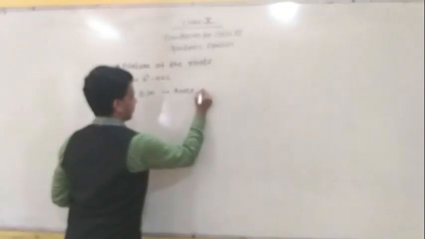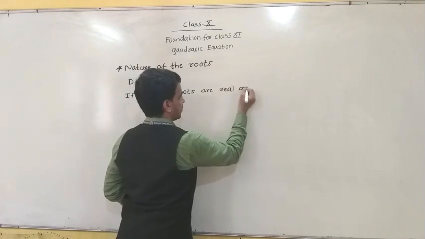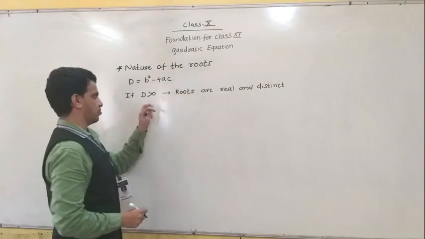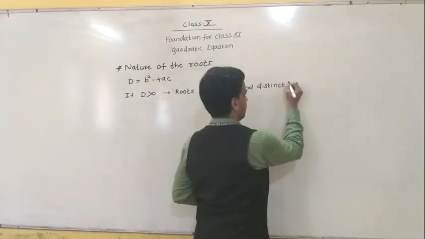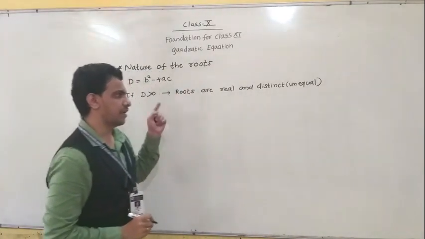So the nature of the roots depends on the discriminant, that is D is equal to b square minus 4ac. So if D is greater than 0, then the roots are real and distinct, or unequal. Strictly greater than 0, then the roots are real and distinct, or we can write unequal roots. So roots are real and unequal.